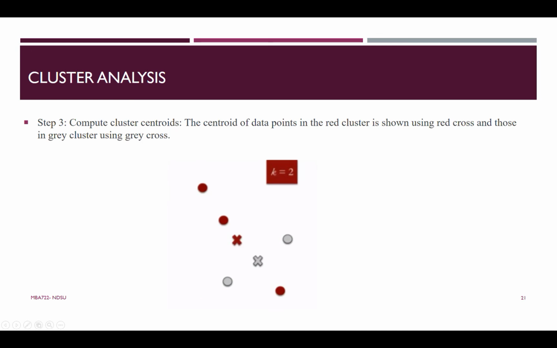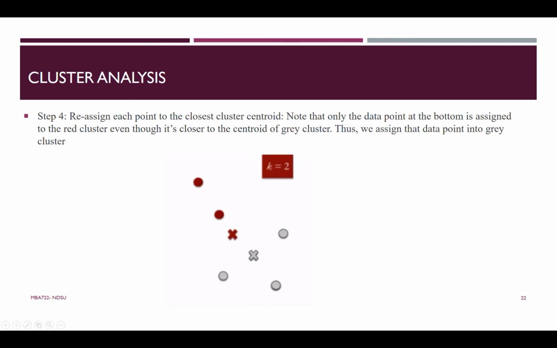In step 3, cluster centroids or means are computed. The centroid of data points in the red cluster is shown using a red cross and those in the gray cluster using a gray cross. In step 4, each point is reassigned to the closest cluster centroid. Note that only the data point at the bottom is assigned to the red cluster even though it's closer to the centroid of the gray cluster. Thus, we assign that data point to the gray cluster.